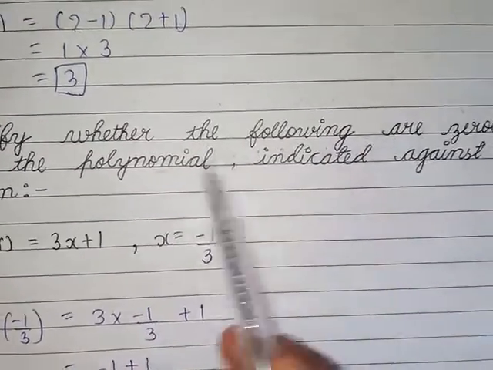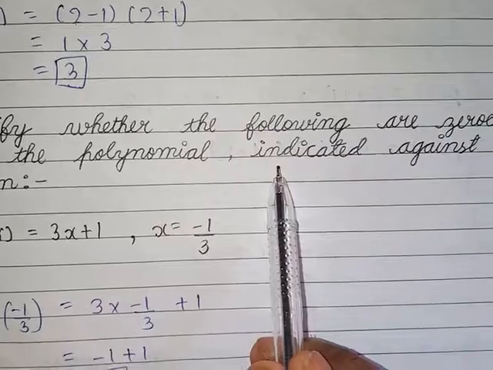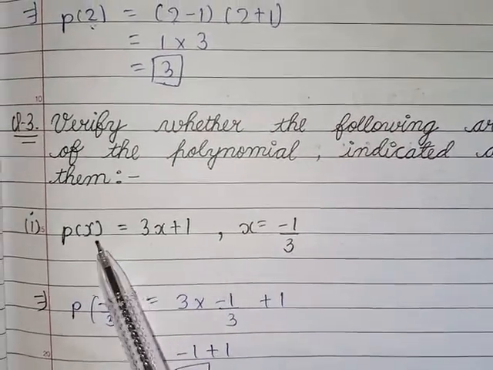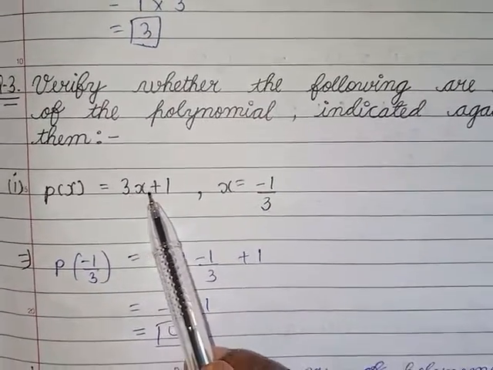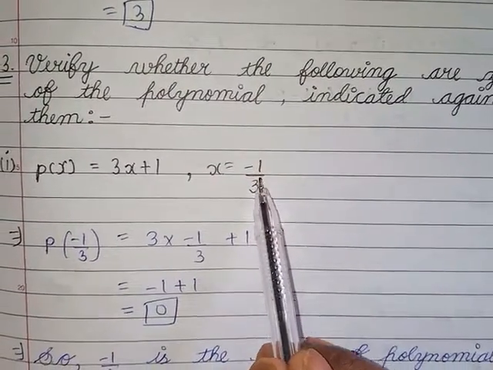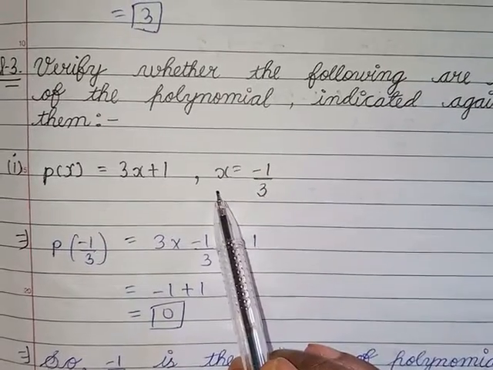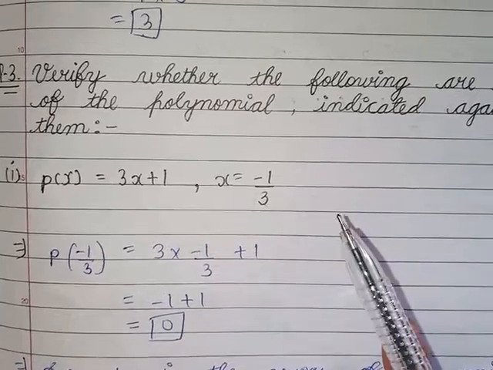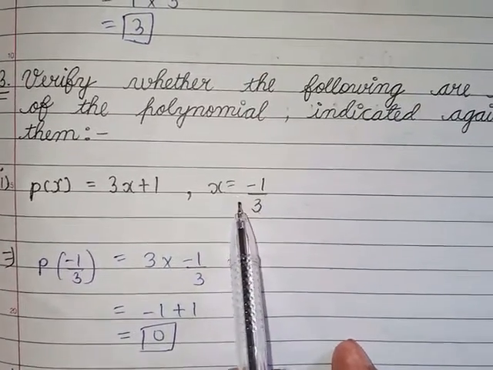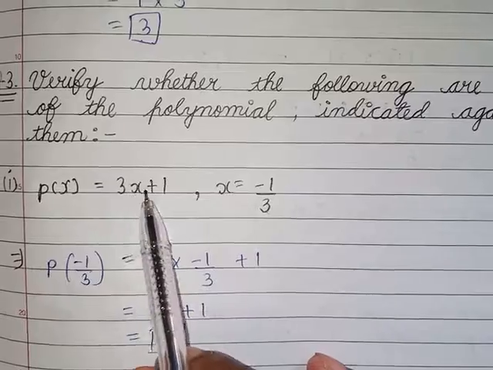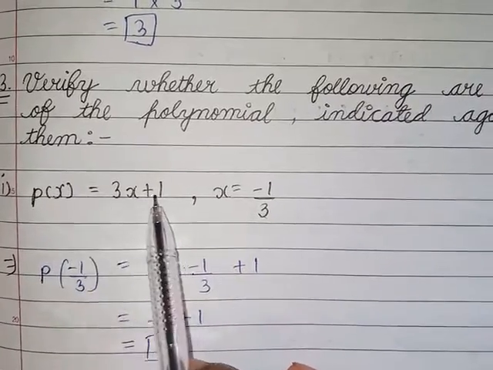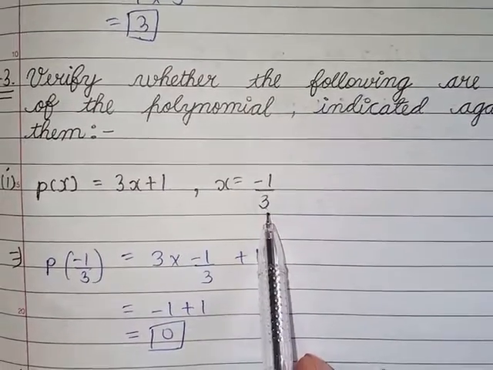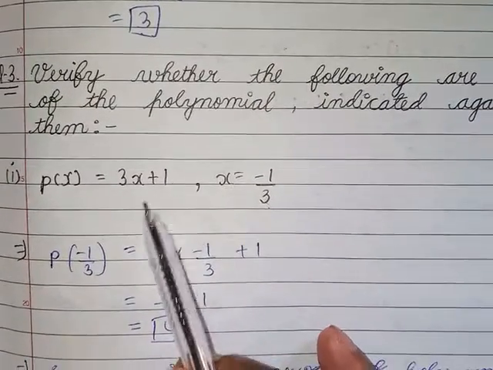Verify whether the following are the zeros of polynomials. Indicate against them. We have to check whether P of x is given to us as 3x plus 1 and x is equal to minus 1 by 3. We have to check whether it is the zero of the polynomial or not. How to check the zero of a polynomial? You have to substitute the value of x in this expression, and if P of x becomes 0, then this x is equal to minus 1 by 3 is the zero of the given polynomial.